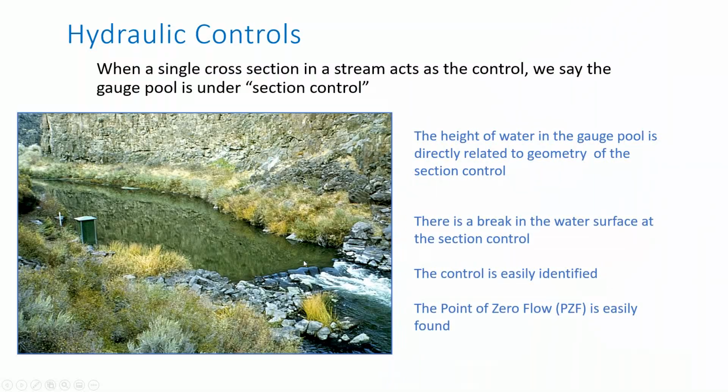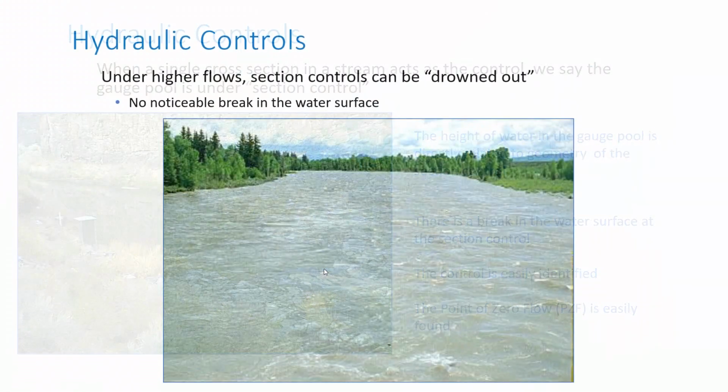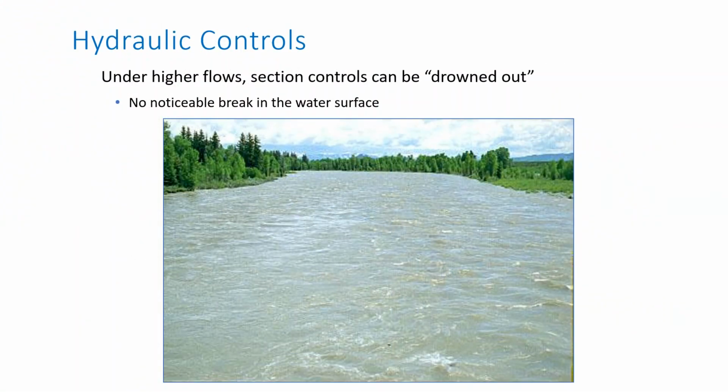There's a break in the water surface at the section control. The control is easily identified, and the point of zero flow, probably this deepest part, is easily found. In this case, with higher flows, the section controls can be drowned out. There may be a section control in here somewhere, but it's drowned out. There's no noticeable break in the water surface. So now we're under a channel control.